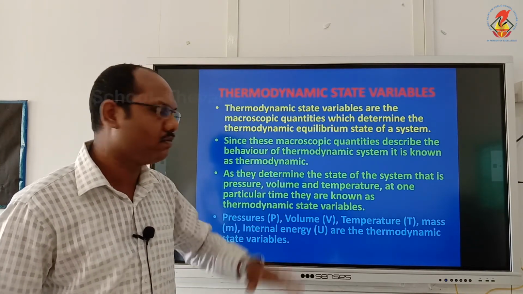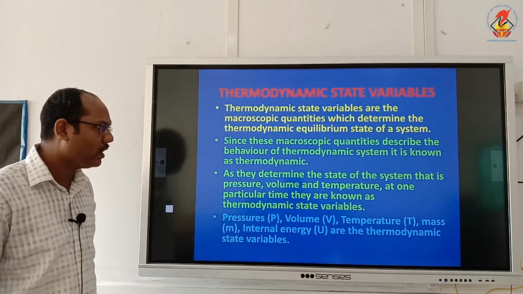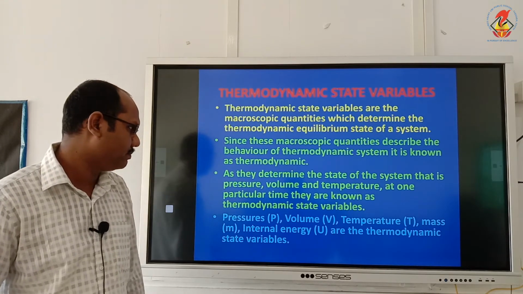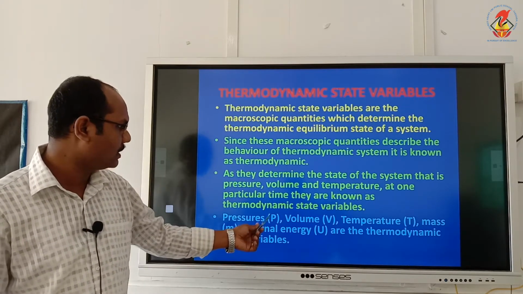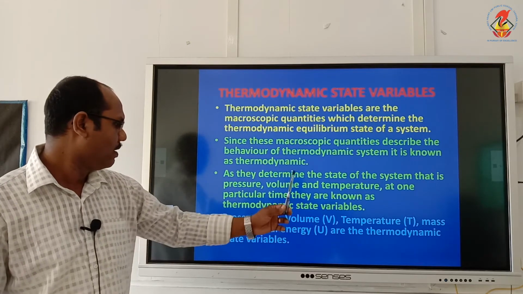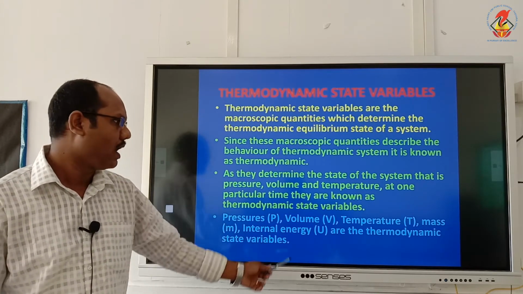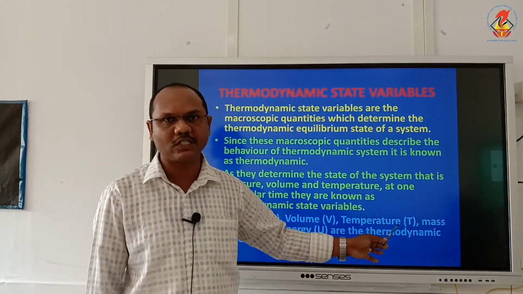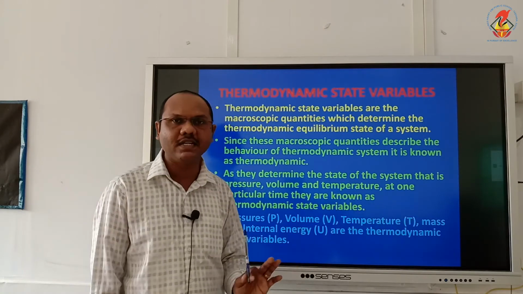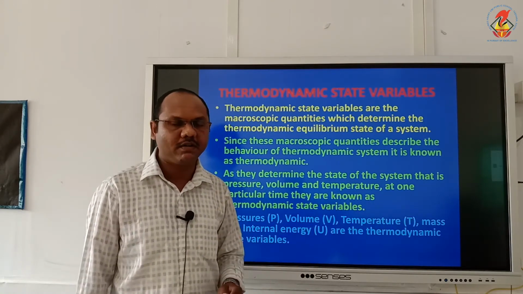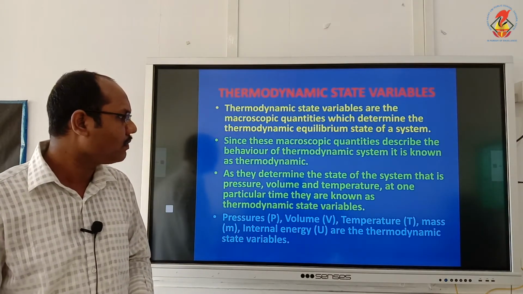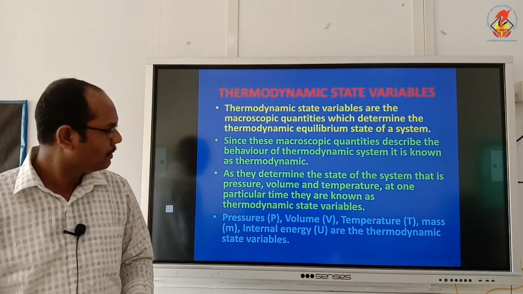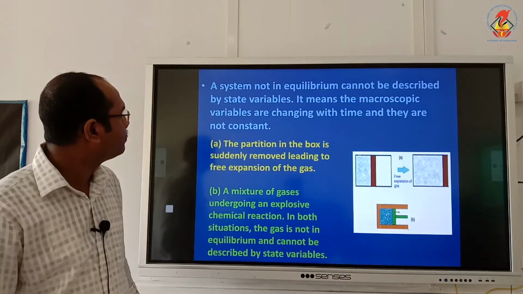Similarly, pressure and volume. So, pressure, volume and temperature are called thermodynamic state variables. So, pressure, volume, temperature and also mass and internal energy are thermodynamic state variables. We are familiar with pressure, volume, temperature and mass. We are not familiar with internal energy, that we will discuss in detail. So, these are the 5 things which depend only on the initial and the final system. So, they are called state variables.